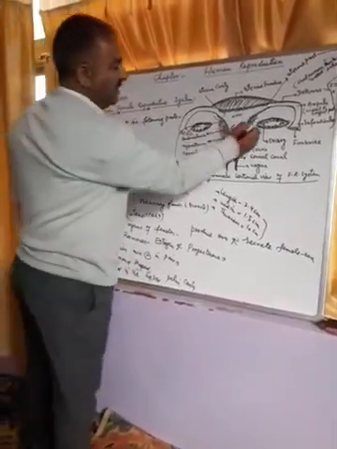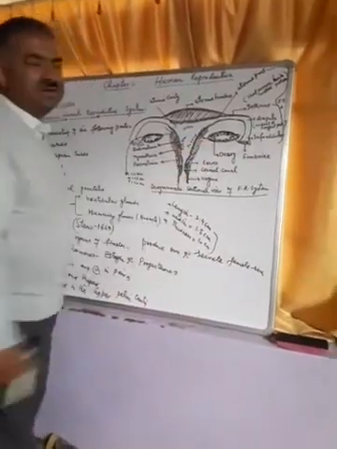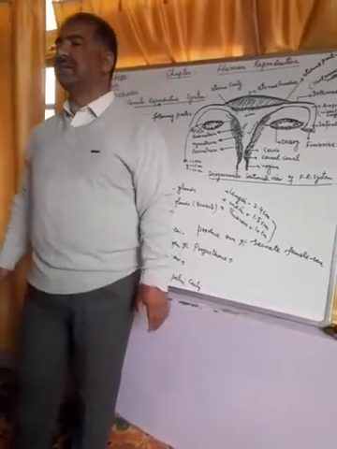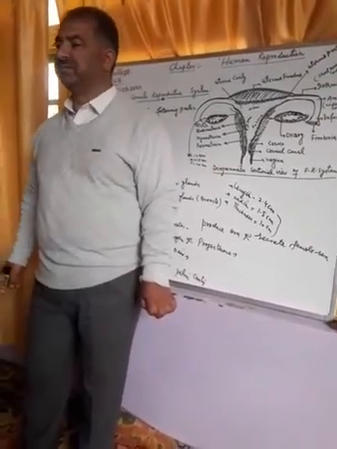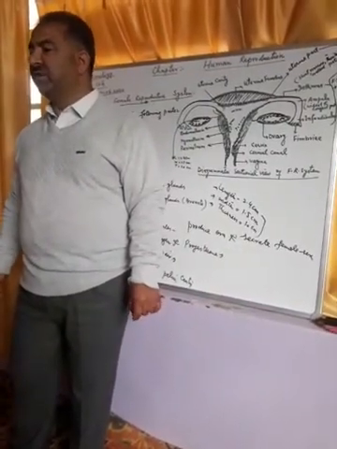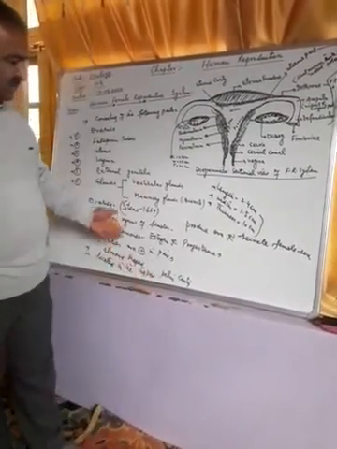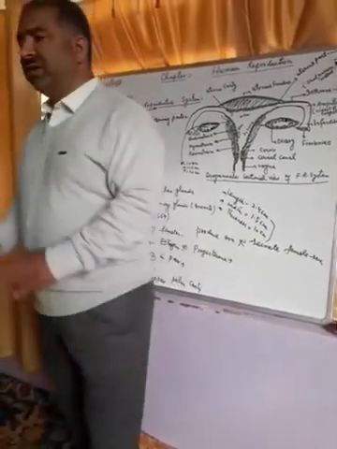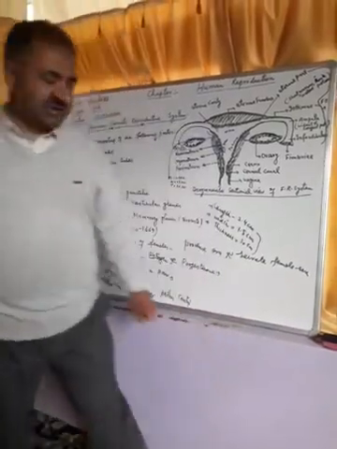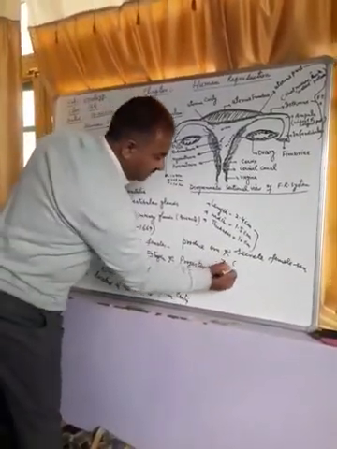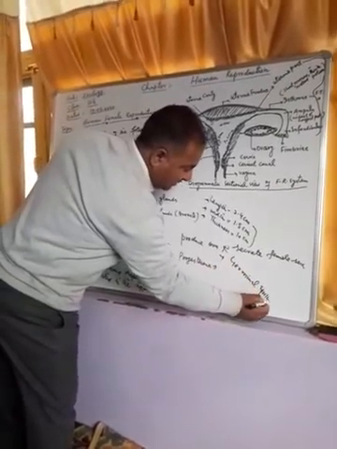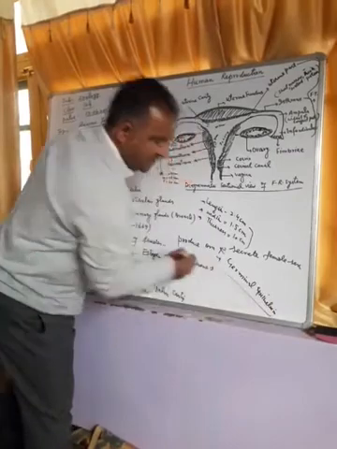And this is the ovarian ligament. That means the ovarian ligament attaches the ovary to the uterus. Are you getting me? The ovarian ligament attaches the ovary to the uterus. Then the ovary is covered by a layer of cubical epithelium, which we call the germinal epithelium.